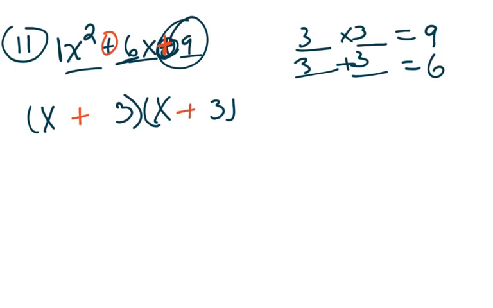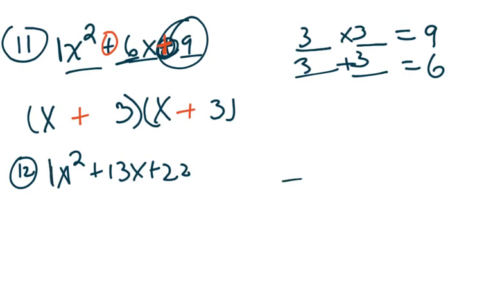And that's your answer. Question 12, same idea. So the number in front is 1, so you're going to follow the same suit. Numbers that multiply to give you 22, and they add up to give you 13.